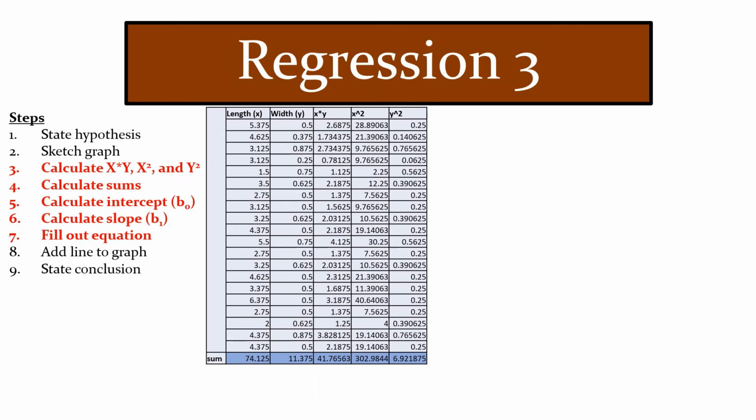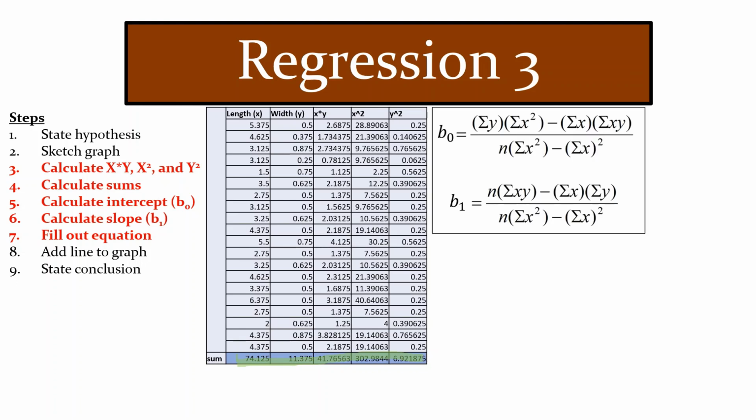So for our length and width, we just have that replicated here as well as their sums. X times y for all of them, summed, x squared and y squared. The sums are really what we want. That's black, we don't want black, we want green so we can still see.